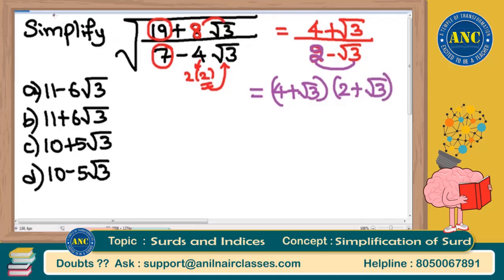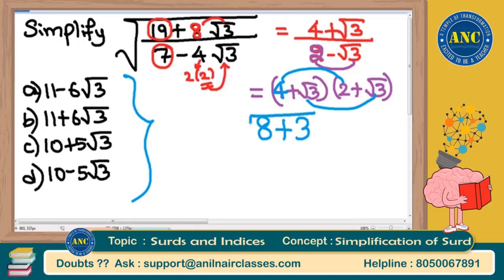Now again think logically. Don't expand the entire thing and then mark the answer. Smarter approach. First thing, 4 into 2 is 8. Constant is 8. Root 3 into root 3 is 3. Another constant is 3. Other terms are surds. 8 plus 3 is 11. 11 plus something should be the answer.